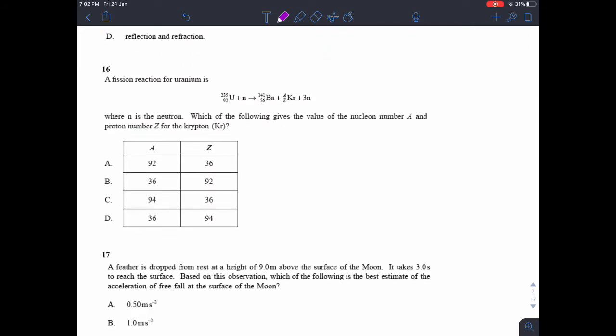A fission reaction for uranium. Well, we've got uranium plus a neutron goes to barium plus krypton plus 3 neutrons, and we want to find out A and Z marked here in the krypton symbol. So the easiest way to do this is just to equate all the numbers on the top and the bottom. So on the top, we've got 235 plus the mass of a neutron, which is 1. And then we've got the arrow, 141 plus x, or in this case, A. Plus, and then we've got 3 neutrons up here, so that must be plus 3.